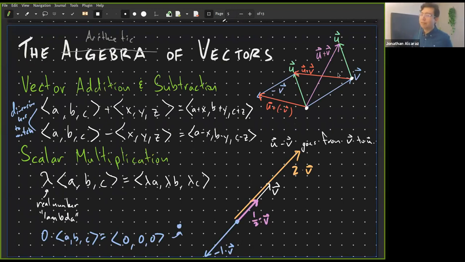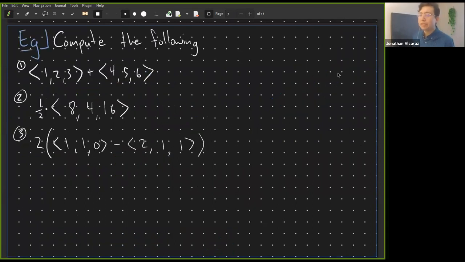Okay, cool. So let's get back to what we were talking about: adding, subtracting, and scalar multiplication of vectors. Let's see some examples here. Here we have some concrete examples where we have actual numbers to deal with. For example, in this first example, we have the vector 1, 2, 3, and we're adding the vector 4, 5, 6.